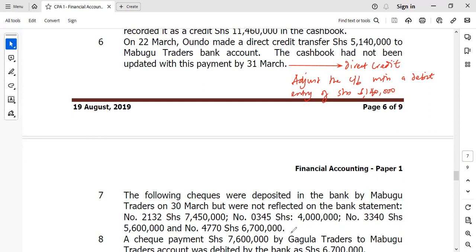were not reflected on the bank statement. So we call these uncredited checks. The deposits were made on the bank account, but the bank had not yet captured them on the bank statement at the time it was received. So these are uncredited checks.